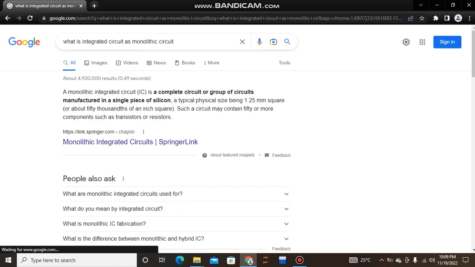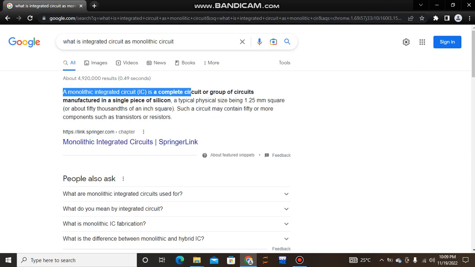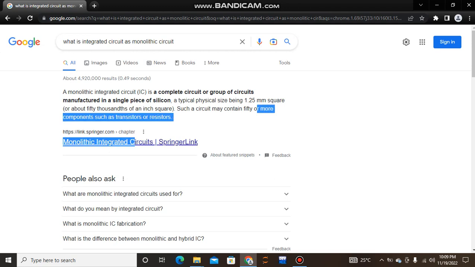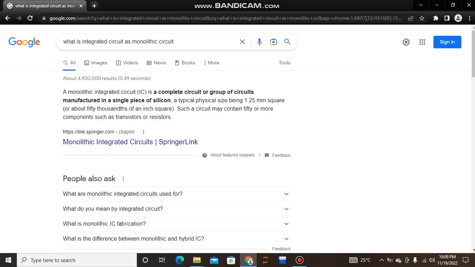A monolithic integrated circuit (IC) is a complete circuit or a group of circuits manufactured using a single piece of silicon, a typical physical size being 1.25 millimeter square or about 50 thousandths of an inch square. Such a circuit may contain 50 or more components such as transistors or resistors.